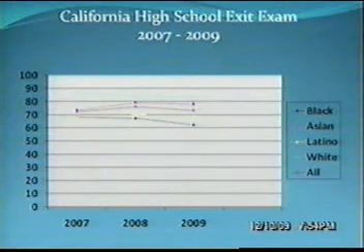This is a California high school exit exam, and it demonstrates a leveling off, not only a leveling off, but a downward trend in terms of where students are. And as you can see, African descendant students are at the very bottom. It's much sharper on its downward trajectory.